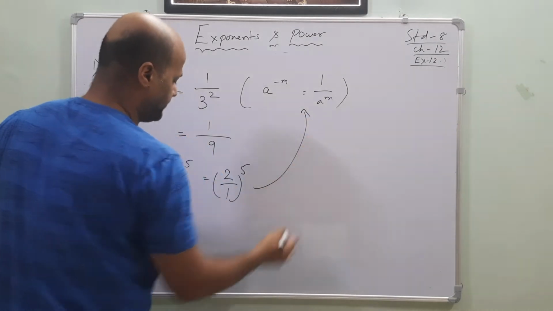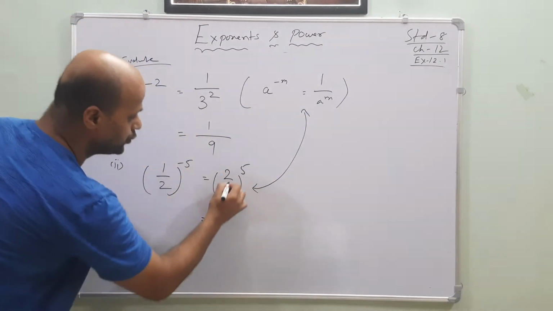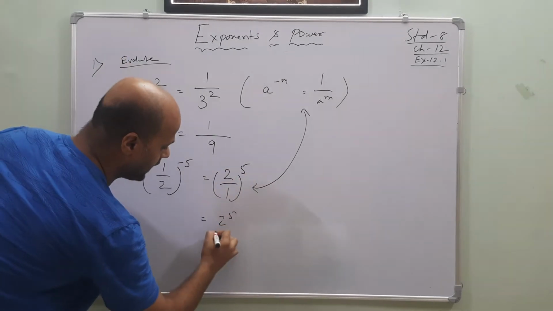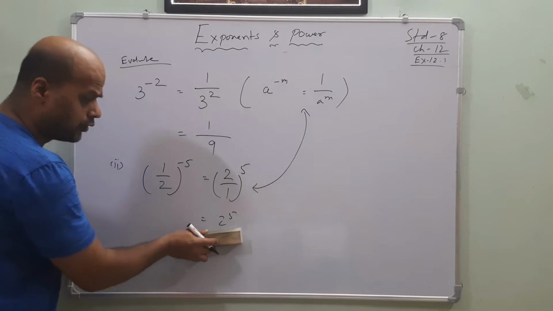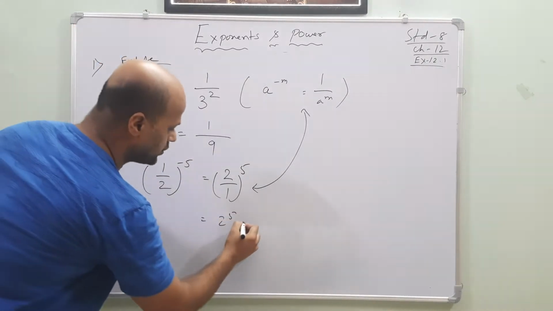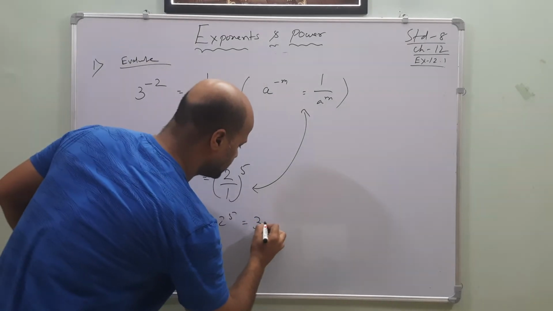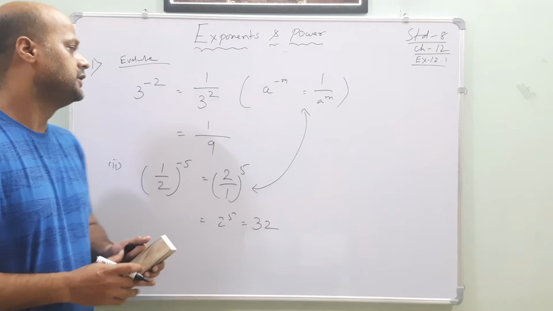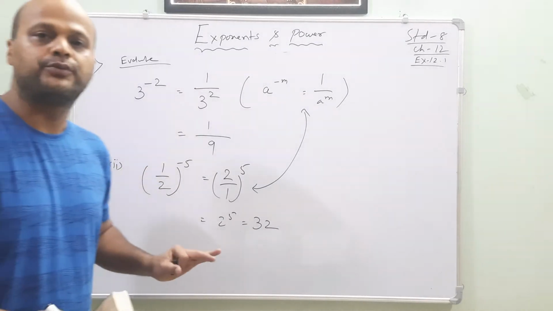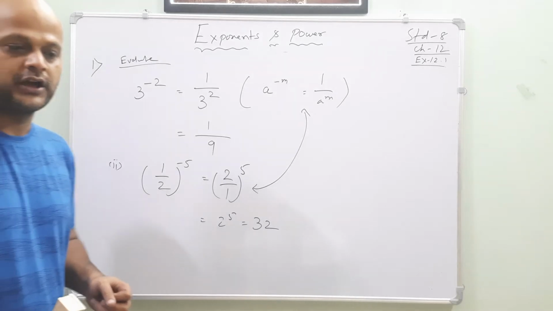Same rule will be there, okay, my dear friends? Now 2 to the power of 5 by 1 power of 5. The value of 1 power of 5 is always 1. So the value is 2 to the power of 5. How much will it be? Yes, it is 32. Very good, extremely good. Now, in this manner you have to solve the questions, my dear friends. Understood? Okay.